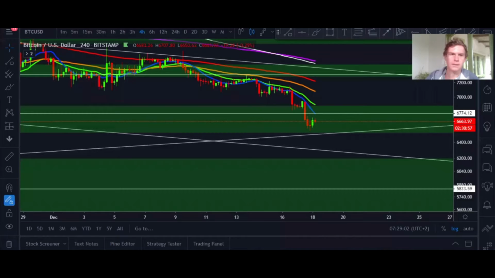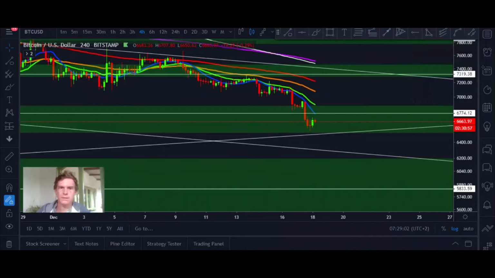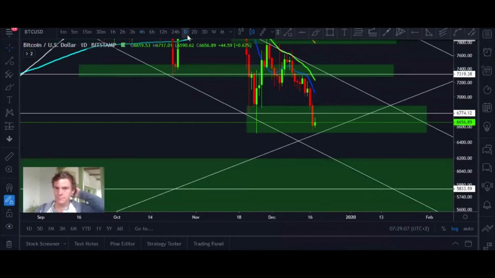My name is Nico van der Berg, and today we're going to talk about Bitcoin. So over to my screen, and here we go. This is Bitcoin on a 4-hour chart. Let's just zoom out to the daily chart quickly.